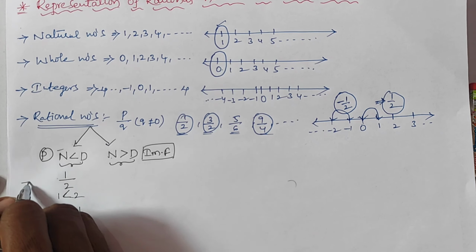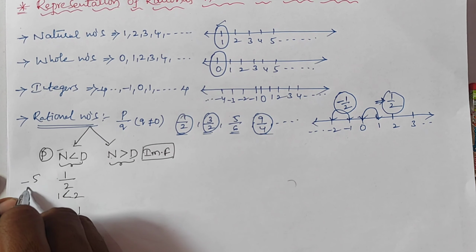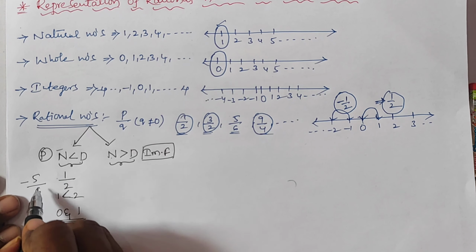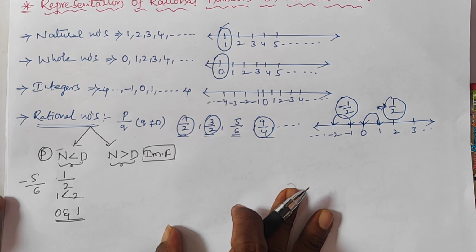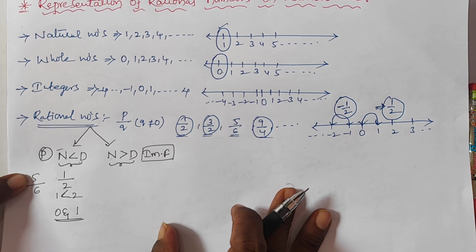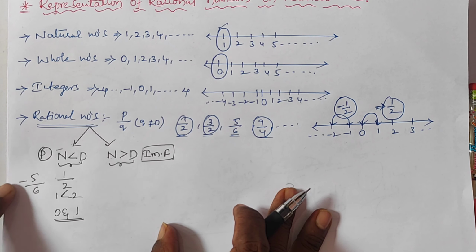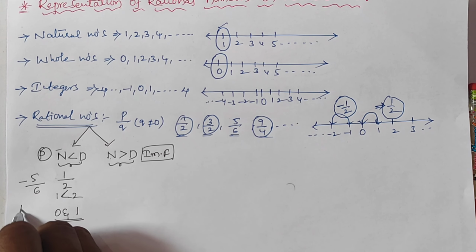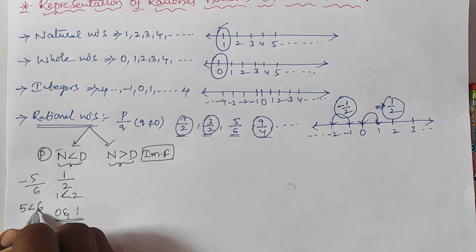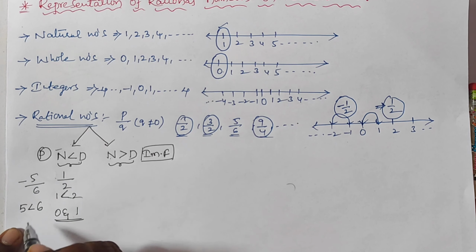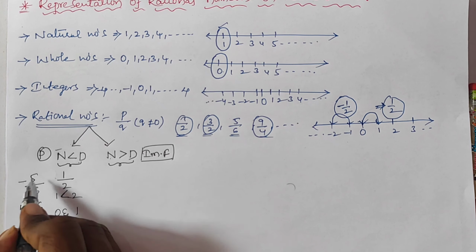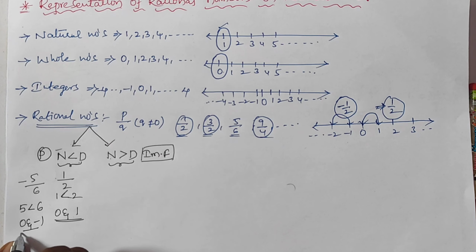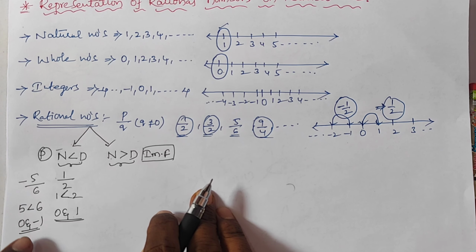Suppose you get minus 5 by 6. Here we have to neglect the minus sign first. If you neglect minus, what does it become? 5 by 6. Clearly, 5 is less than 6, isn't it? So it is a proper fraction. Now, this value lies between what? 0 and minus 1. Minus is there, so now I am considering minus.